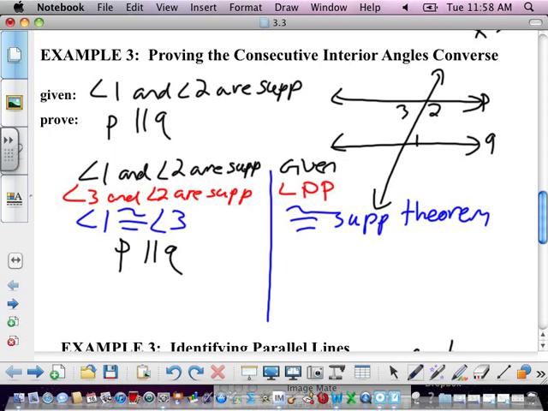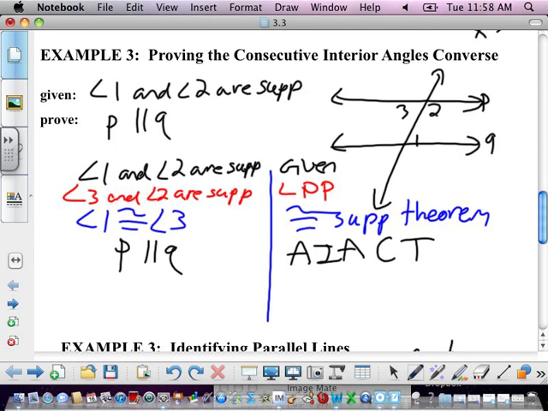Alternate interior angles? What am I missing? Converse theorem. Remember, it's converse. If we're trying to prove things are parallel, we use the converse. If we know they're parallel but are trying to prove they're congruent or supplementary, we just use the regular one. You might want to write that down in your postulates and theorem sheet.